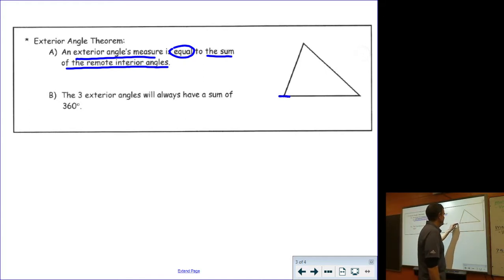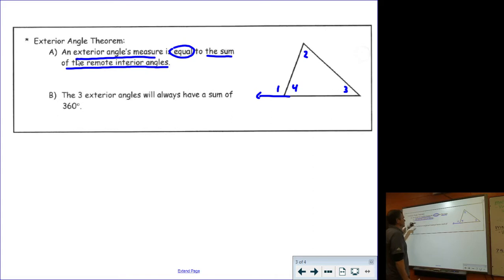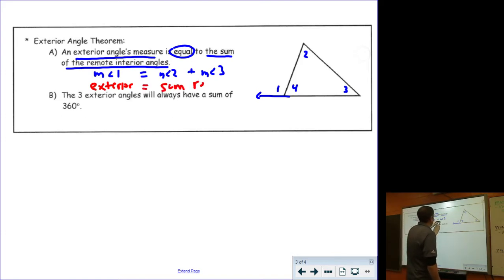So again, let me draw an exterior angle and call it angle 1. And I will call this angle 2 and this angle 3. Those would be the remote interior angles. I guess I could put angle 4 there. And this theorem would say that the measure of angle 1 is equal to the measure of angle 2 plus the measure of angle 3. Or, in words, the exterior angle is equal to the sum of the remote interior angles. All right? So that's one rule for us.